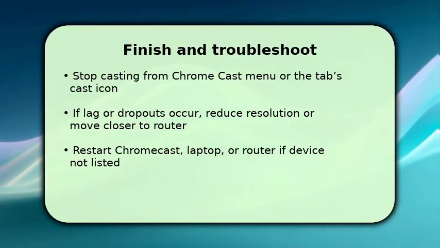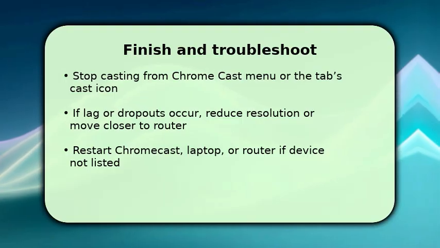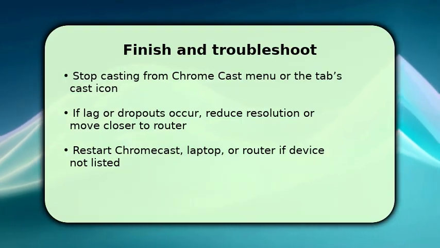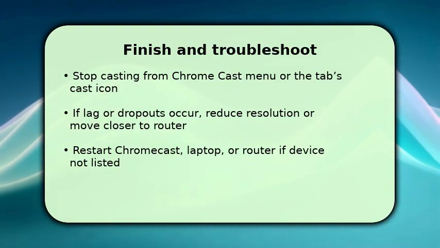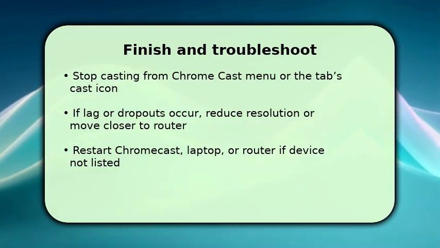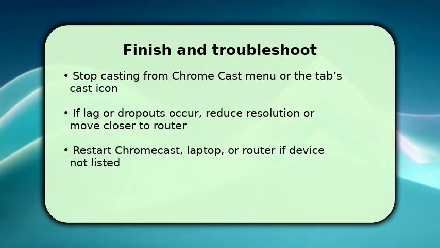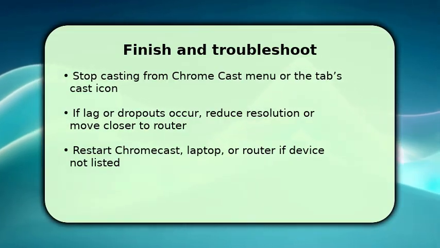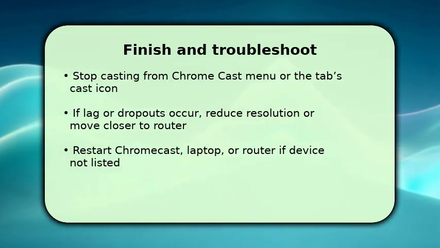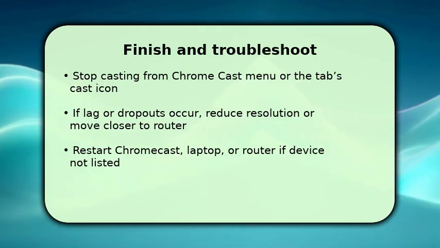If playback stutters or disconnects, make sure both devices are near the Wi-Fi router, lower the cast quality, or switch the laptop to 5 GHz for less interference. If the Chromecast doesn't appear, restart the Chromecast, reboot your laptop, and power cycle the router. That refreshes local discovery. These steps resolve most issues.